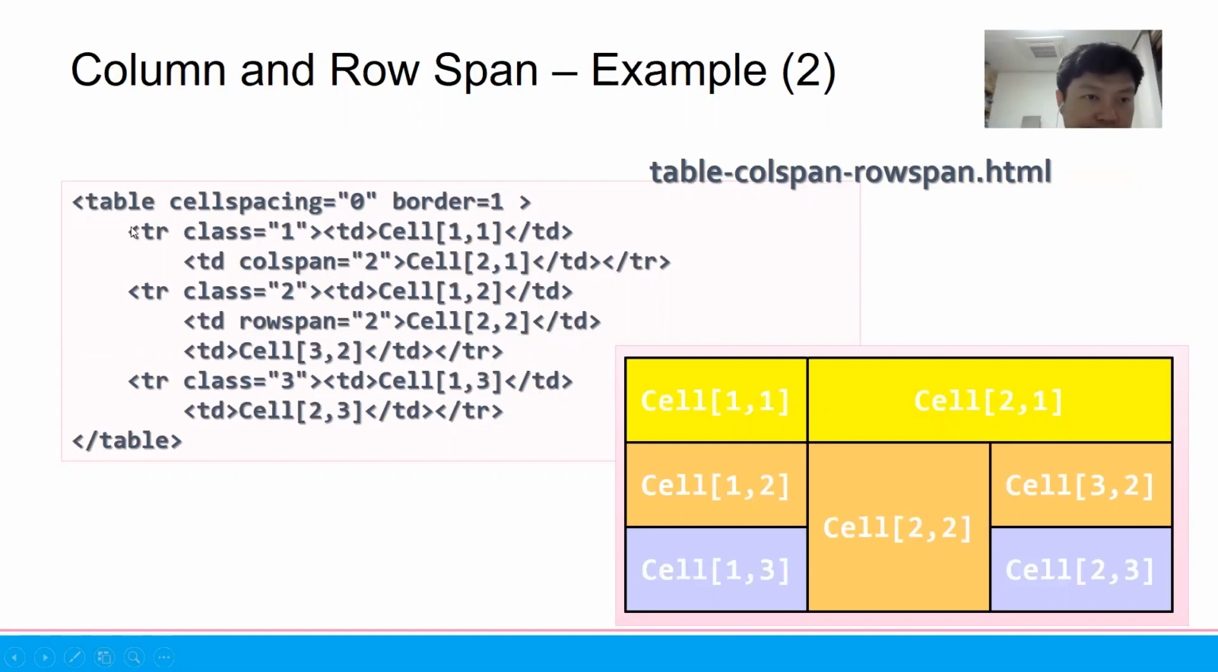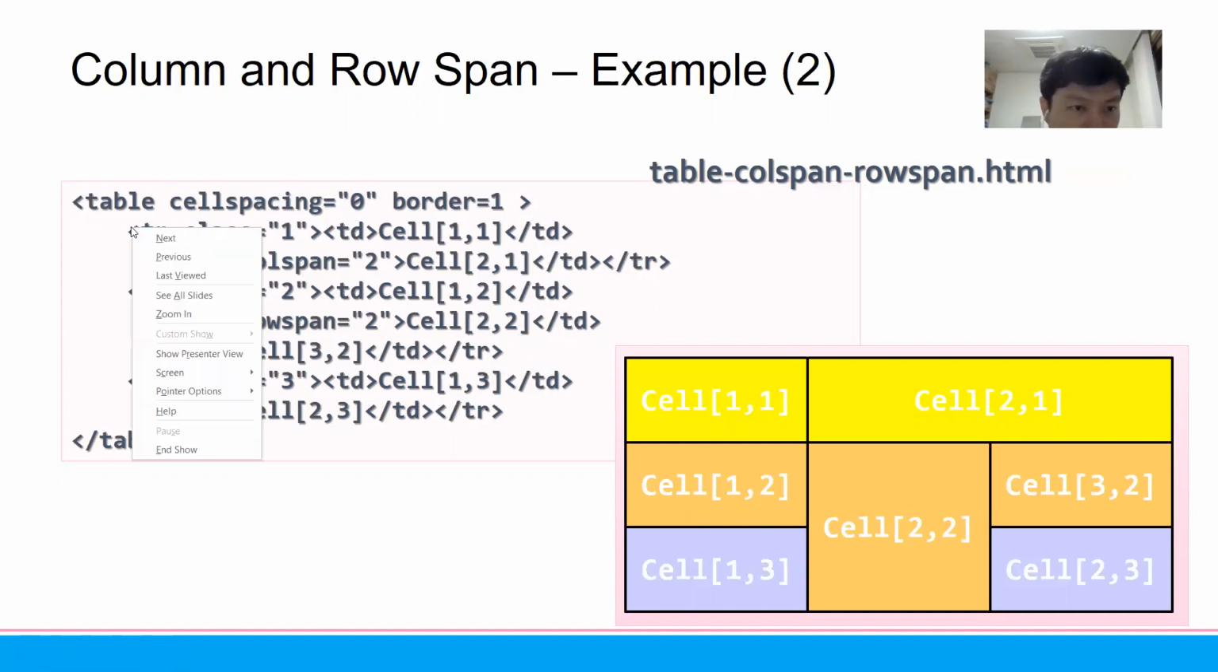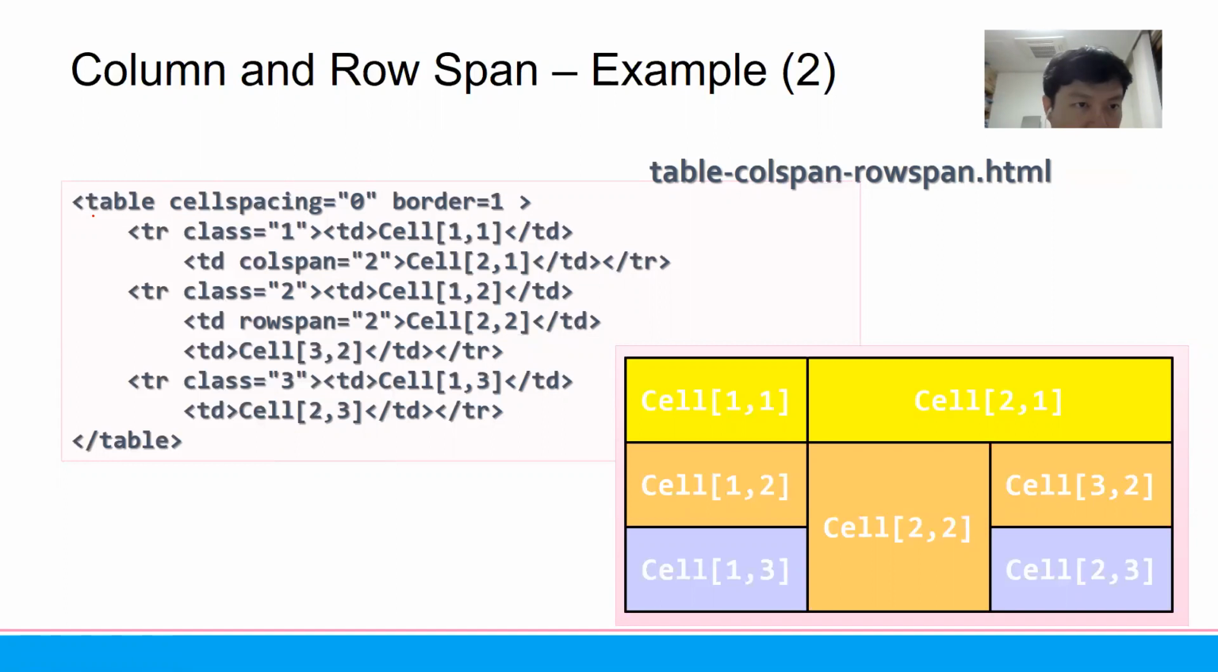And okay, we have the first row. So this is the first row, and when you have the first row, you make the class 1. The first TD is cell 11, which is this one. And the column span 2, cell 21. So there are two columns, but I want to merge them into one. So this is the result of the column span 2.